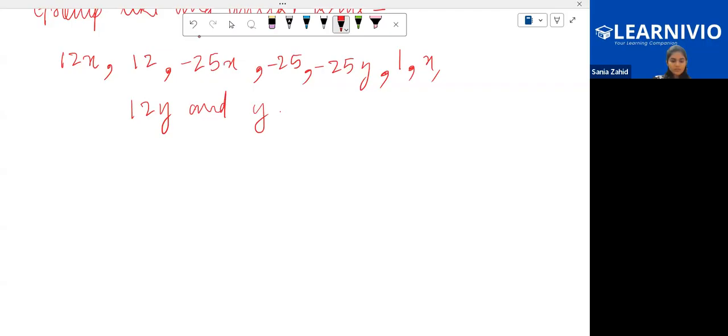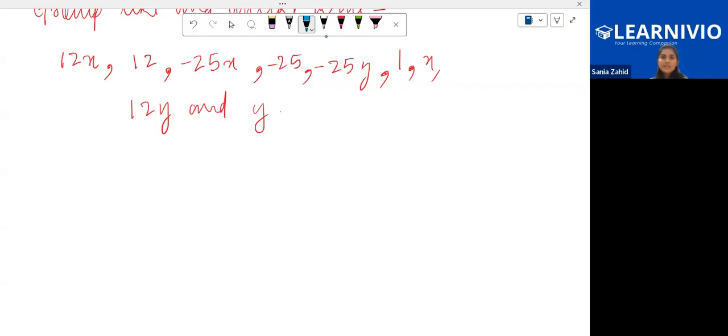Now it should be the same variable. Yes, only the same variable are like terms, right? Now if the constants are not there, it's okay, right? Yeah, that's okay. Shall I solve it for you? Yes, ma'am. Okay, no problem.